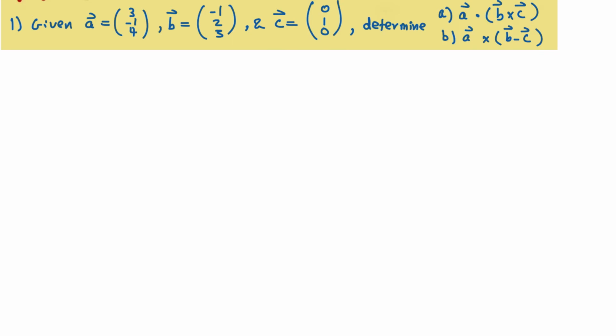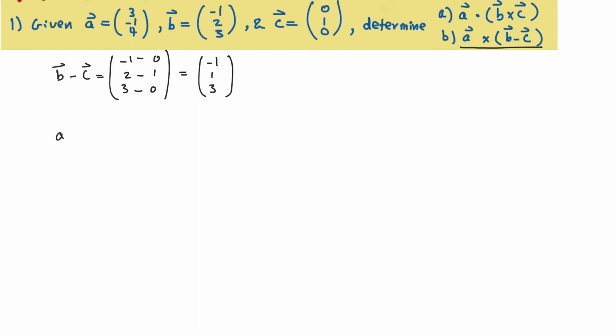For part B of this question, we're asked to do this operation. We need to do what's in brackets first. Again, order of operations. So that's vector B minus vector C. So we will take the x, y, and z components of vector B and subtract them by the x, y, and z components of vector C. And when we do that, we will get negative 1. 2 minus 1 is 1, and 3 minus 0 is 3.